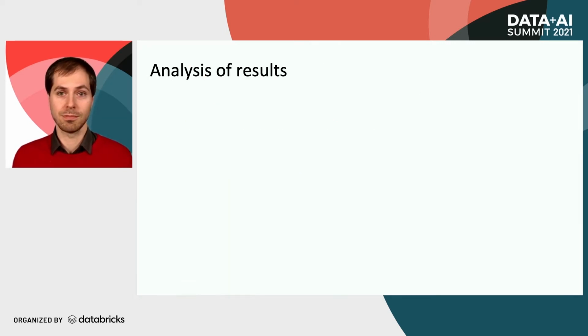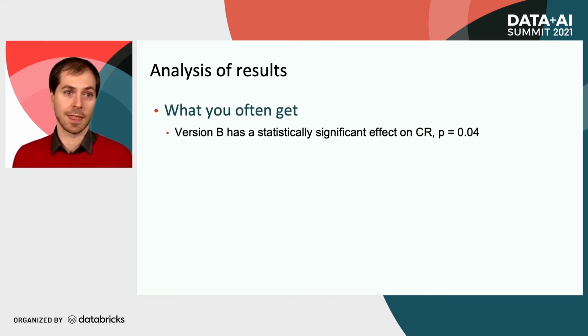Okay, so let's say you have collected some data from the experiments and now you want to analyze them. How do you do that? What you often get in some products for A/B testing that you can buy, some services, is results of this kind. Version B has a statistically significant effect on conversion rate. P-value is 0.04. Well, what does this mean?